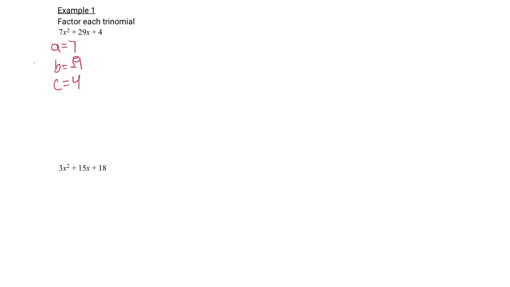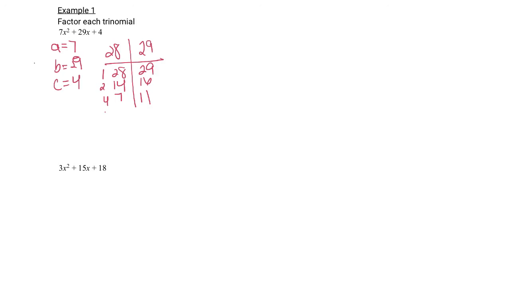Same idea, though. We're still going to make a table, and it's still going to be A times C, which is 28. B still goes on the right, which is 29. The rules I taught you still apply. Since A times C is positive and B is positive, both of our factors are going to be positive. So what are the factors of 28? 1 and 28, 2 and 14, 4 and 7, and that's it. Now we add: 29, 16, 11.